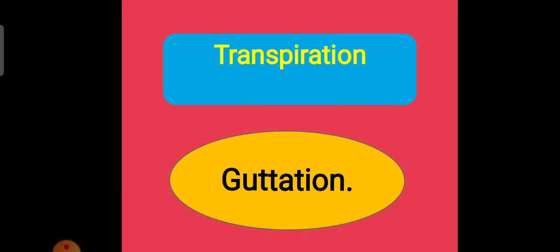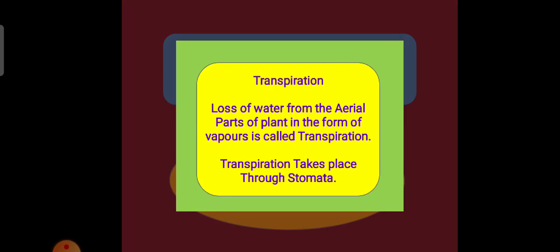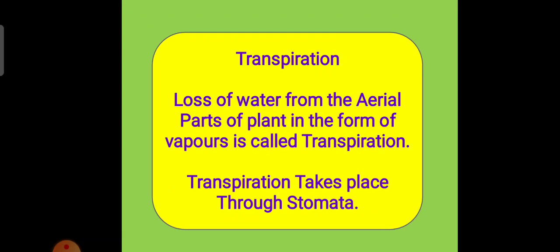Let's learn about transpiration and guttation process. These both processes take place in plants only. What is transpiration? Loss of water from the aerial parts of plants in the form of vapors. That process is known as transpiration. Transpiration takes place through small opening pores. These pores are known as stomata. Maximum transpiration occurs through stomata in plants.